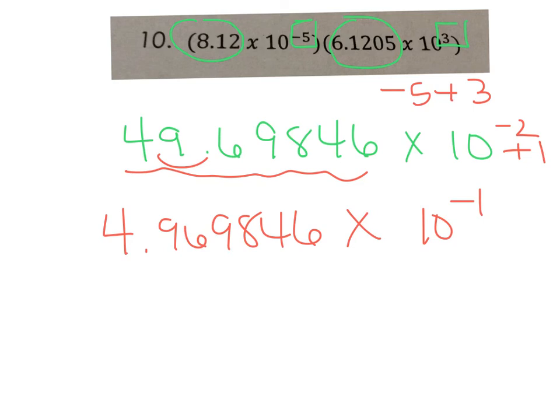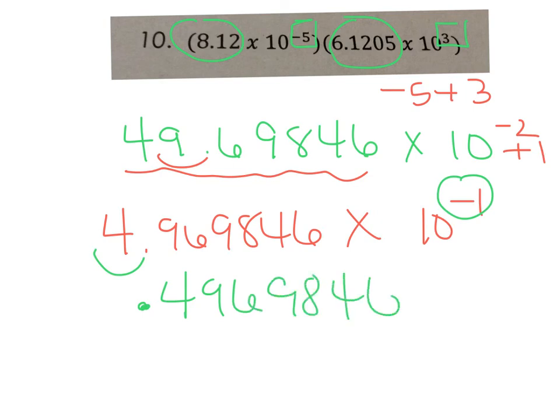My standard answer is, since my exponent here is -1, I go 1 to the left. So my standard answer is 0.4969846. Common mistakes on this one. People didn't correct this problem up here because it's bigger than 10. Other things I saw, we left out digits. Some of you, your decimal wasn't there, so I had to count it wrong.